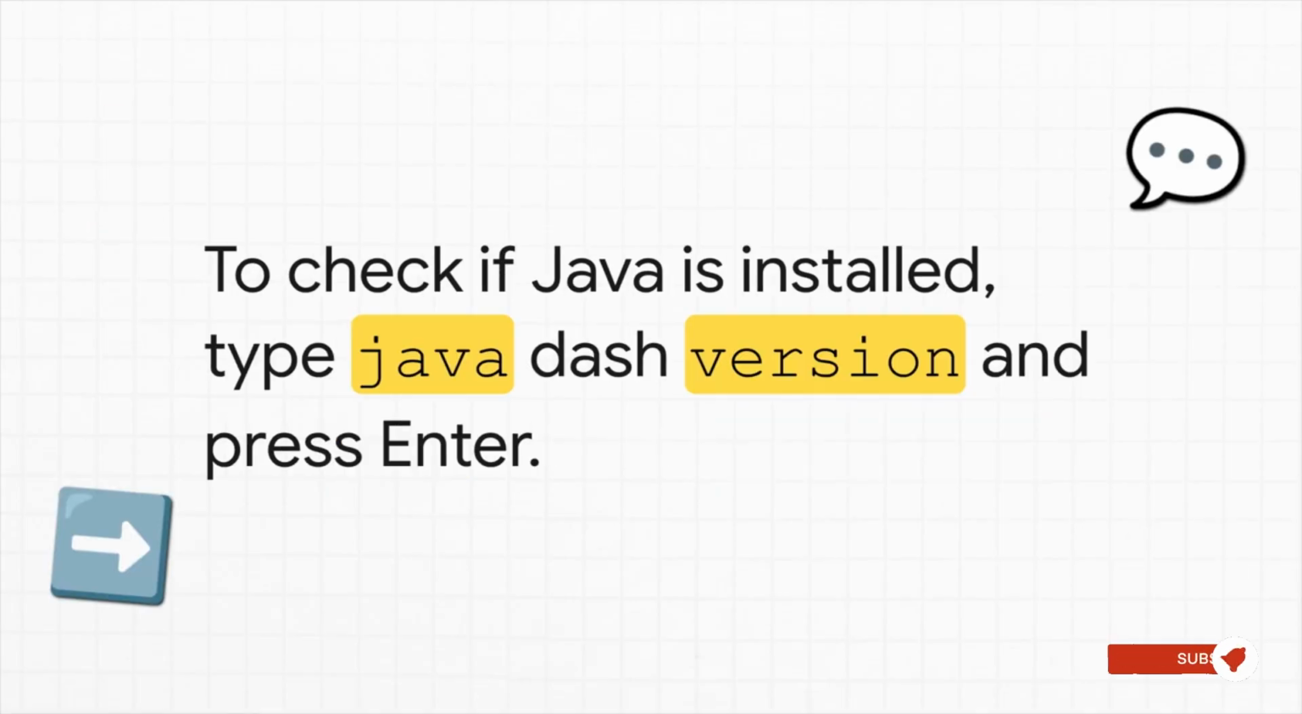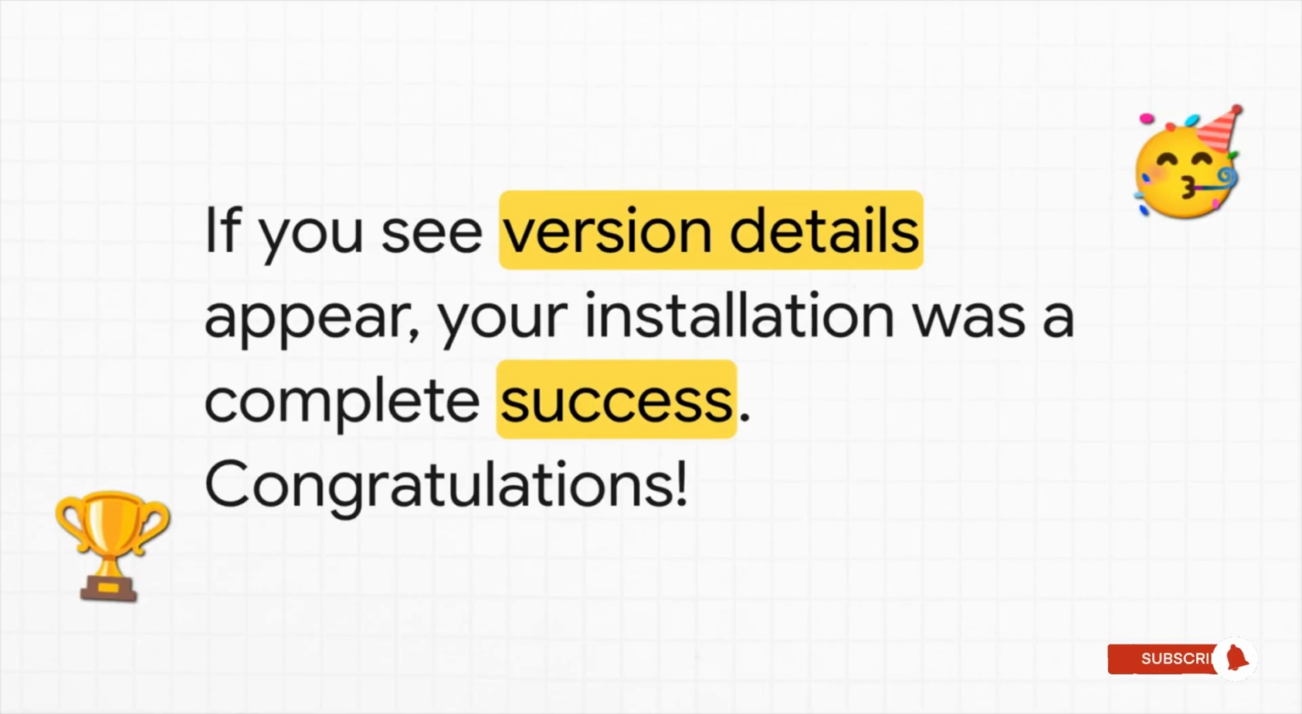Okay, inside this black window, you're going to type a very simple command. It's just java, then a space, then a little dash, and the word version. So that's java -version. Once you've typed it, just press Enter. And if you see something like this pop up with all the details about the Java version you just installed, then yes, that's it. That is our proof. Congratulations, you did it. Your installation was a total success.